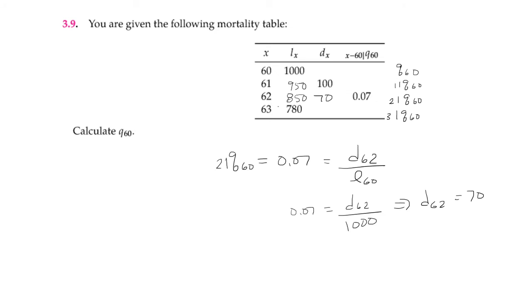So I want to find how many people died at age 60. Well, if at 60 I had 1,000 people, and at 61 I had 950, that's a difference of 50. So how many people died at age 60, or what's the probability of dying at age 60? That's the number of people dying over the total population, which is 0.05. So again, this is D60 over L60.